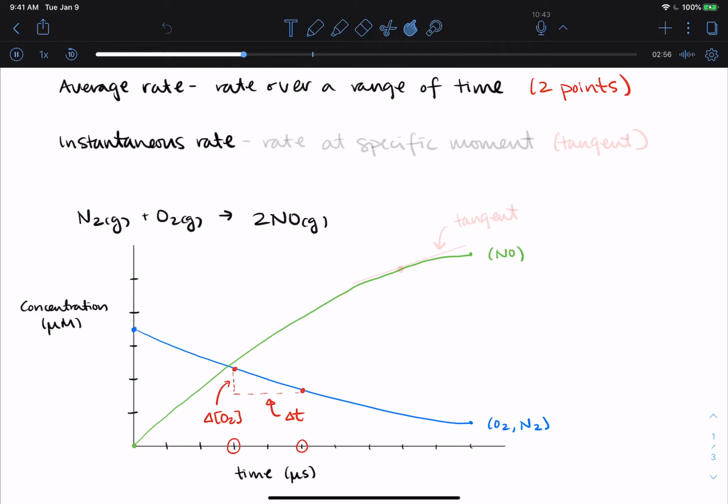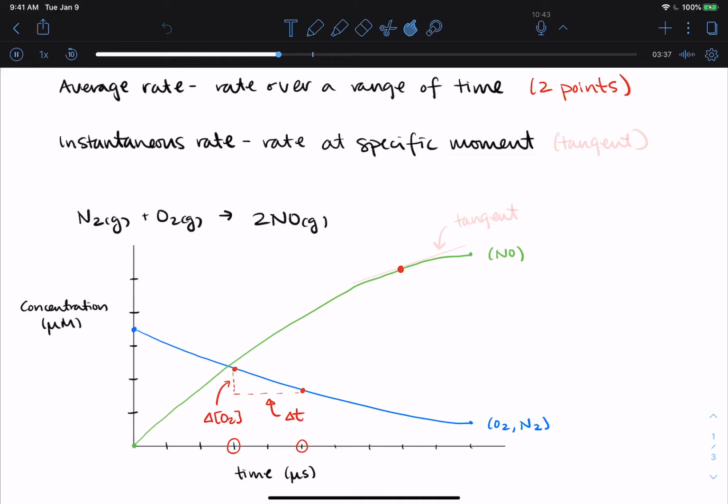The other information that you can get off of a graph like this is the instantaneous rate, so the rate at a very specific moment. And so in order to do this, we're looking at exactly one point in time. So there's no delta T, technically, right? The point that we're looking at, say I want to know at exactly this point on my NO line what the rate at that instant is.